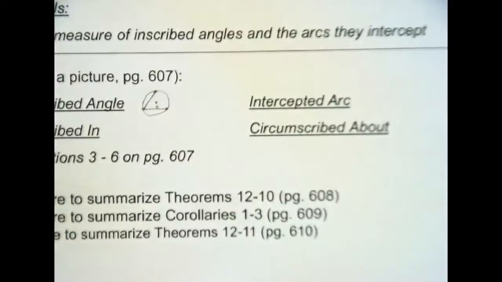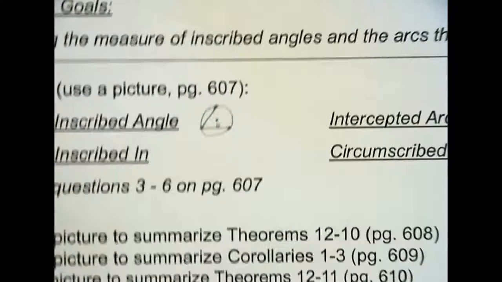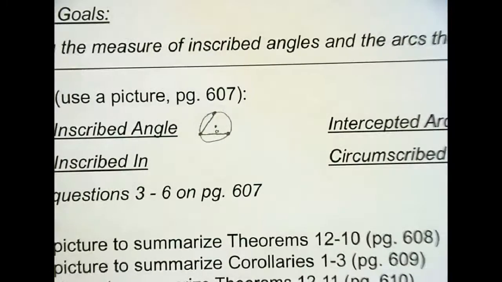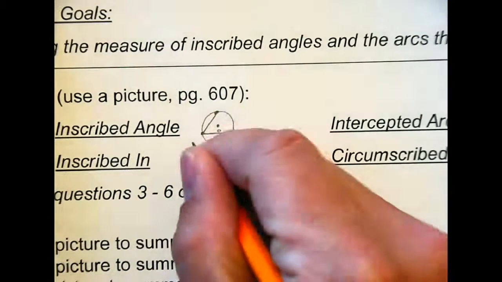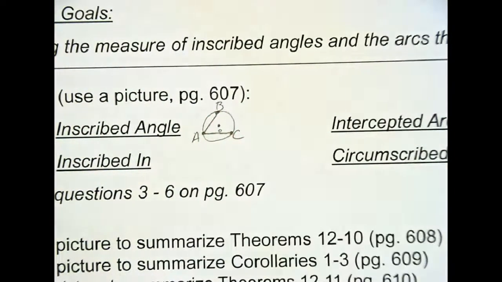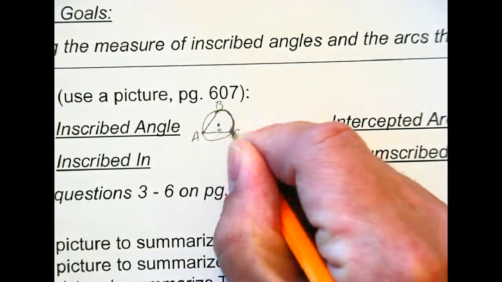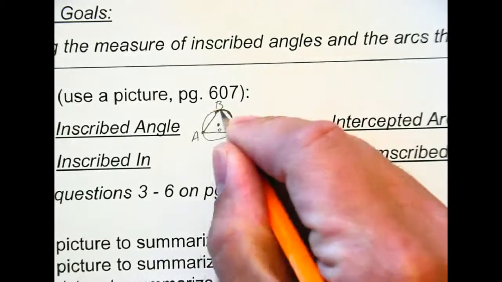Intercepted arc. What is an intercepted arc? Especially using our picture there. Jordan, what do you think? Let me label some points here. It would be arc BC. Arc BC, good. Arc BC is the intercepted arc. It's where our angle cuts out an arc.